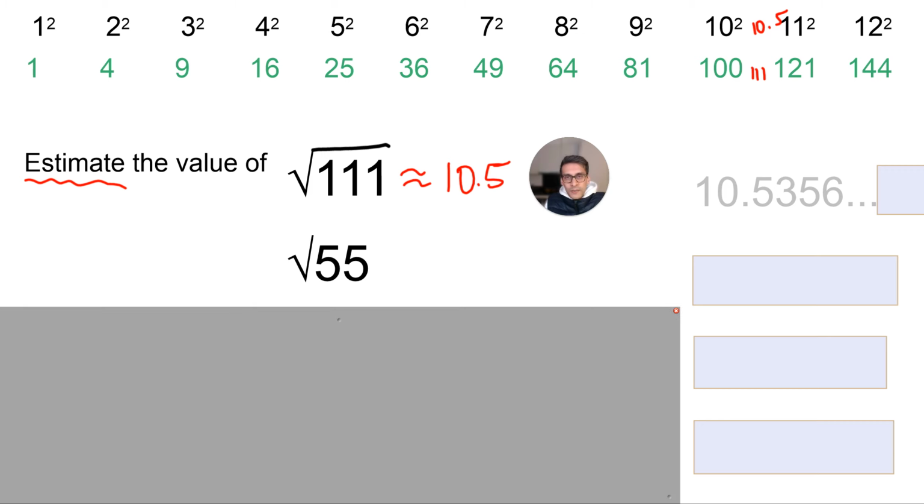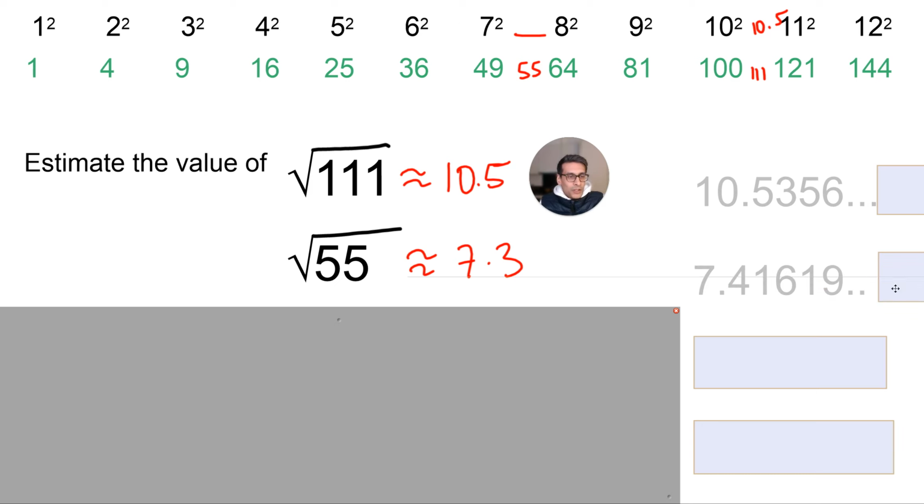So the square root of 55, have a think, pause the video if you need more time. I'm going to work out what I think the answer is. So 55 goes here. Now 55 is closer to 50 than it is to 64. So it's going to be closer to 7 than it is to 8. So I'm going to say 7.3. And I can tell you the exact answer is 7.416. So that's very close. That's a good estimation.